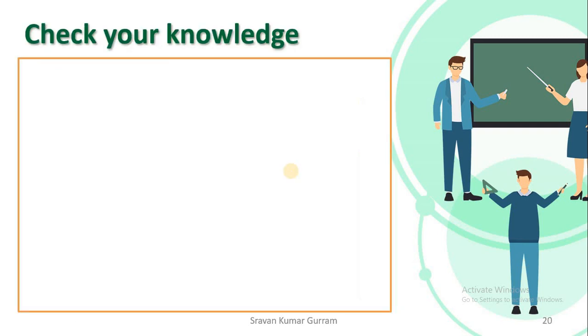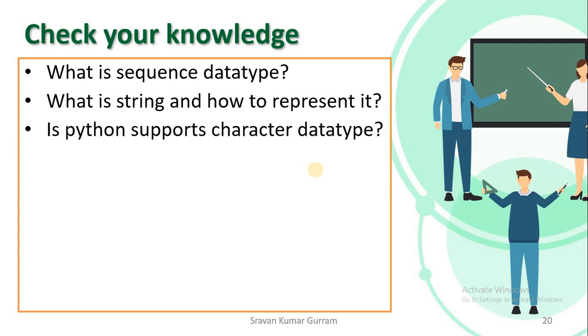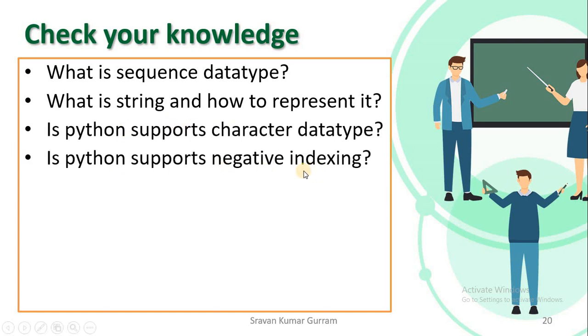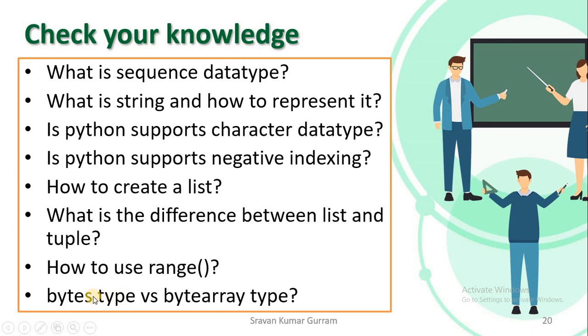Check your knowledge of what you learned from this video. What is a sequence data type? What is a string and how to represent strings? Does Python support a character data type? Does Python support negative indexing? How to create a list? What is the difference between list and tuple? How to use the range function? What is the difference between bytes type and bytearray type?